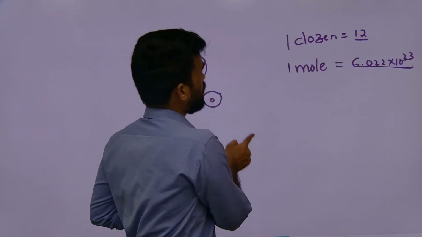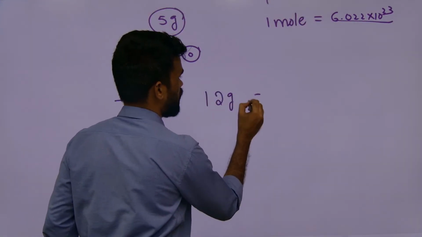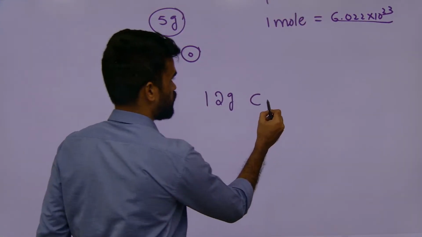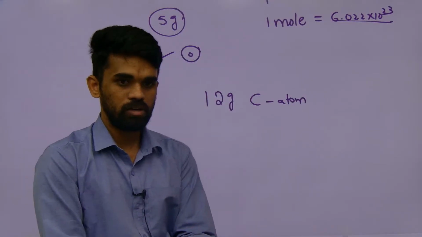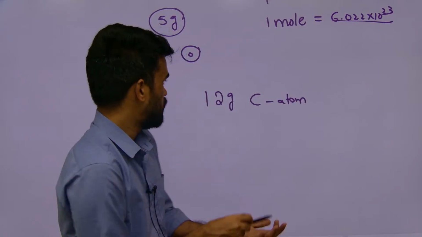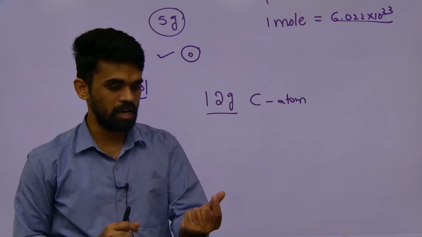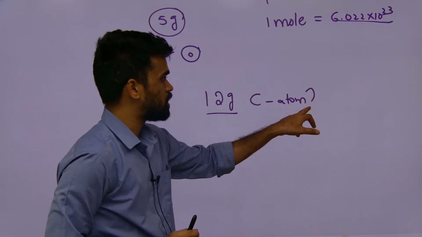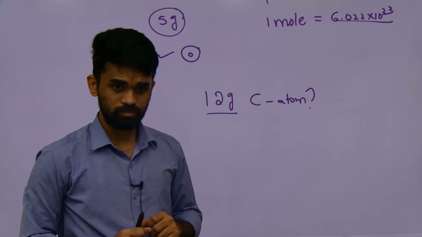Now, if I give you 12 grams of carbon, 12 grams of carbon atoms or whatever, like I am giving you a piece of coal. It weighs 12 grams. Now, in the 12 gram piece, how many carbon atoms are present? This is the question. So how do we solve this?